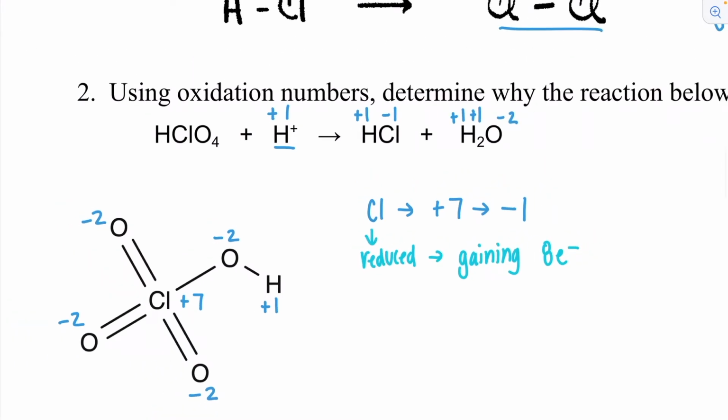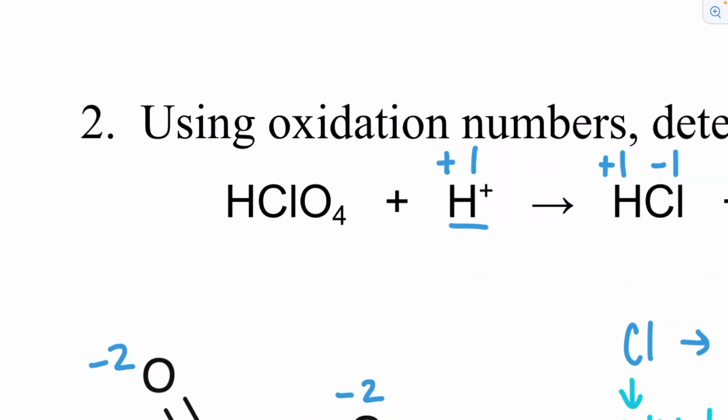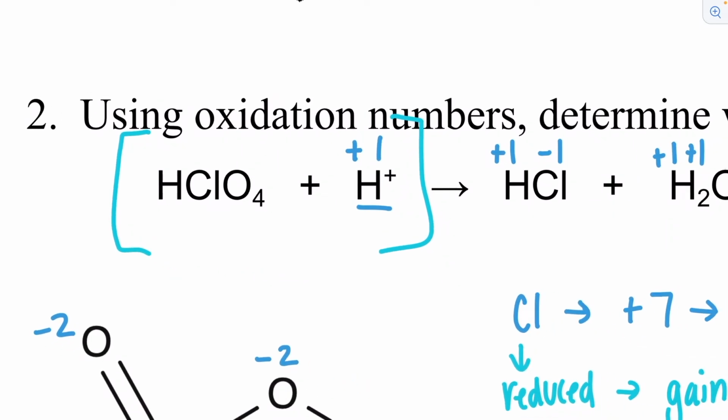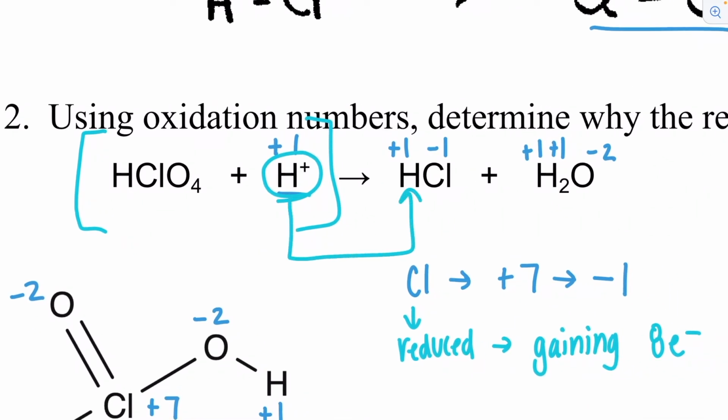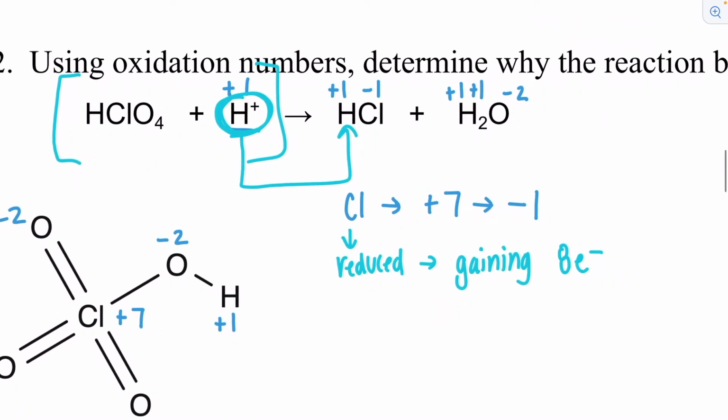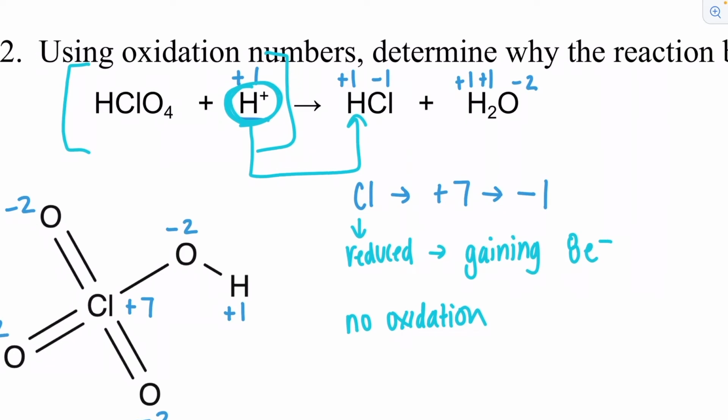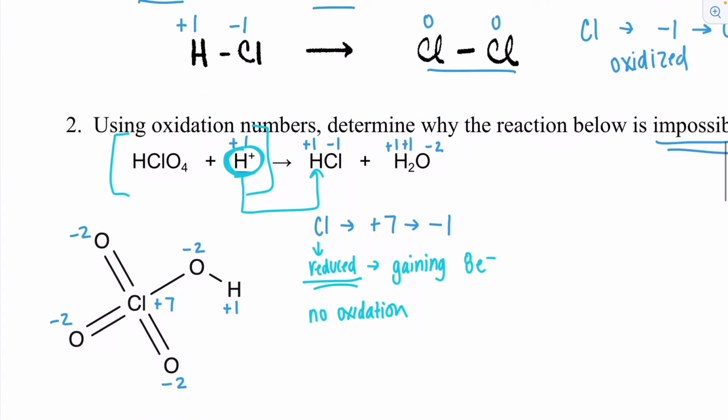However, this reaction is impossible because there is nothing supplying the electrons. If you look at the reactants, chlorine would have to gain electrons from the other reactant, which would be hydrogen ion, H+. But you'll notice here that the oxidation number of hydrogen stays the same. There is no change in electrons for our hydrogen atom. Therefore, this is impossible because there's no oxidation happening. And without oxidation happening to another chemical species, another molecule, there's nowhere for chlorine to gain electrons from. So this is an impossible reaction.